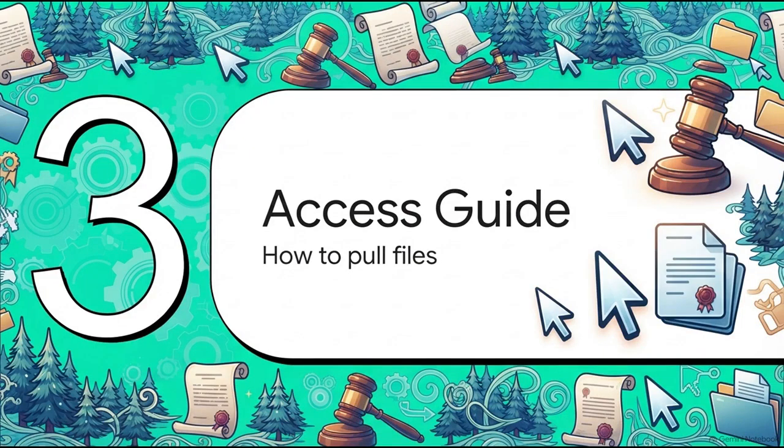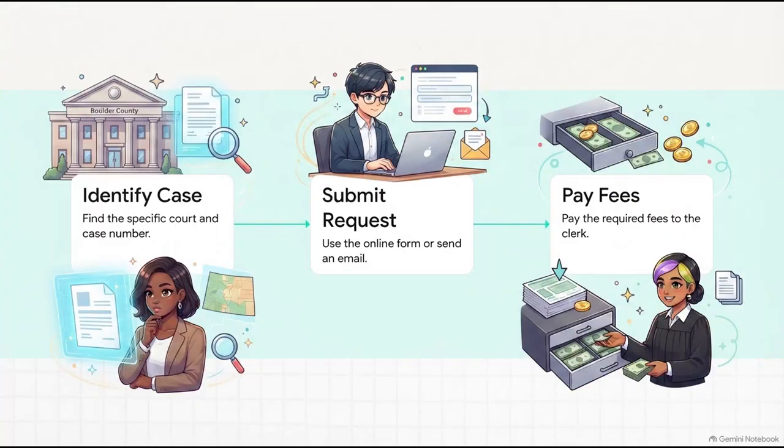All right, Section 3, our step-by-step access guide, how to actually pull the files you need. Let's play out a little scenario here. Say you're tracking down a $10,000 breach of contract dispute. Based on what we just covered, you know that falls right into the county court. So step 1, identify that court and gather your basics, the names of the people involved, and ideally, the case number. Step 2 is making the actual request. You can do this using the Colorado Judicial Branch's online records request form, or just via email. And then step 3 is simply paying the required fees for the clerk to go ahead and retrieve and copy those documents for you.